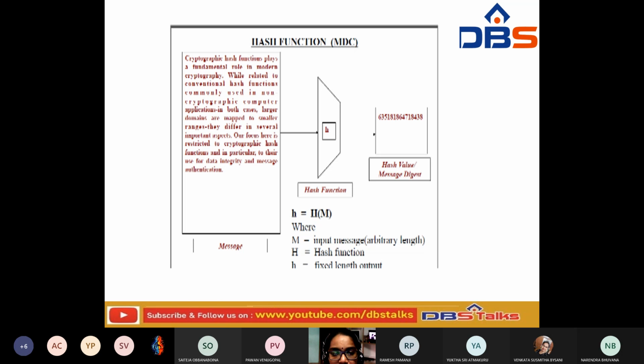Here we describe this as h equals H of m, where m is the input message of arbitrary length, which we apply at the sender side. H is the hash function, and small h is the fixed length output. Whenever you apply this hash function, h is the fixed length output.